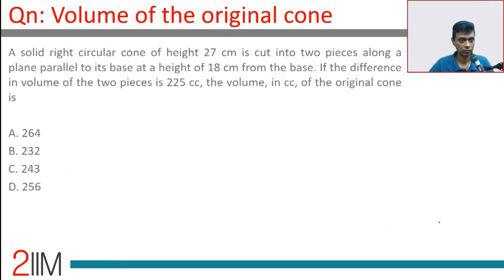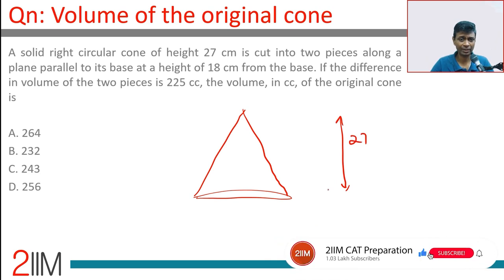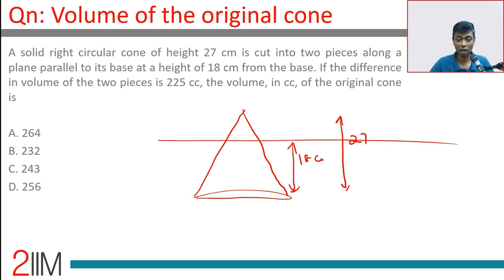A solid right circular cone of height 27 centimeters is cut into two pieces along a plane parallel to its base at a height of 18 centimeters from the base. At a height of 18 centimeters, we cut it off. The difference in volume of the two pieces is 225 cubic centimeters. Find the volume in cubic centimeters of the original cone.